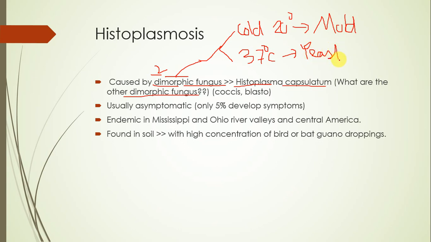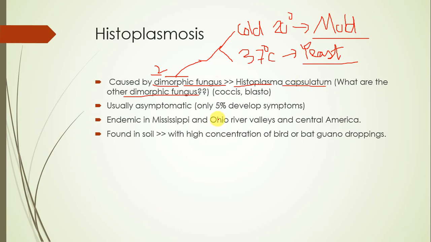Yeast in heat. Okay. So whenever those fungus live in the environment, they're most likely to be in the mold form. And when they get into the human body, they're more likely to be in yeast form. So whenever Histoplasma capsulatum is inhaled, it is inhaled in the mold form, or the spores maybe. And then in the human body, they are transformed to yeast form.